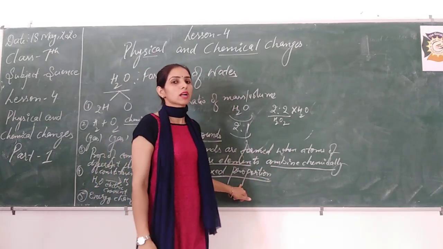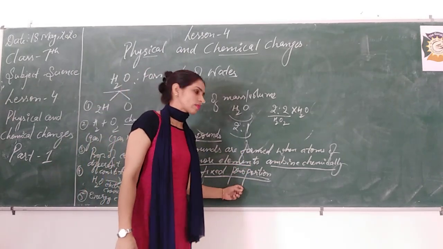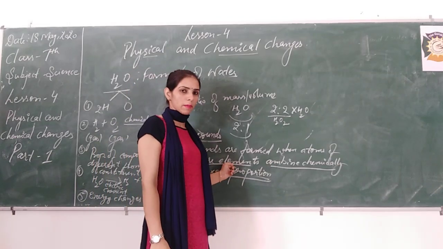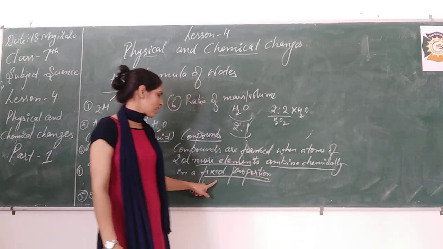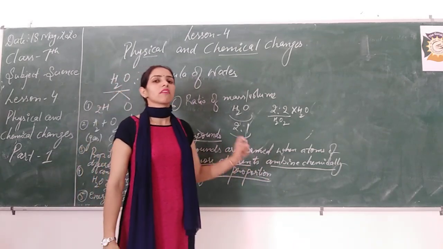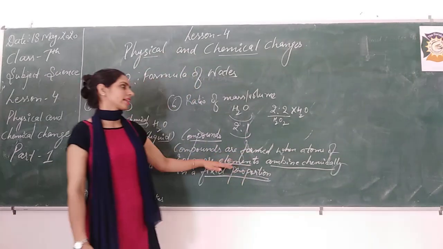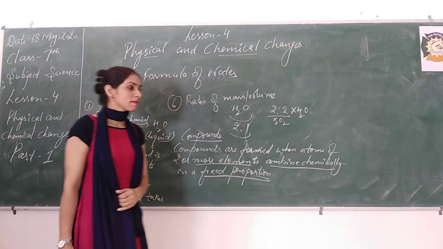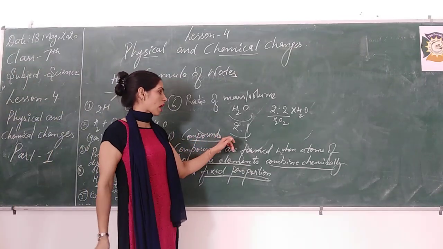Right? So for compounds, all these three conditions must be satisfied. They should consist of 2 or more elements. Next, they should combine chemically, and the third is they should be mixed in a fixed proportion, right? So all these three things satisfy the conditions for compounds, okay?